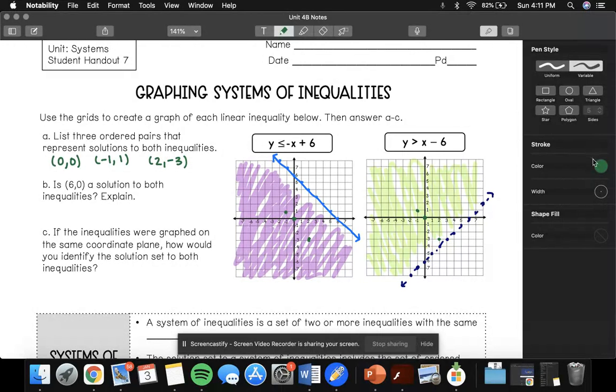Then it asks, is 6, 0 a solution to both inequalities? So 6, 0, that works for this one because it's on a solid line. But 6, 0 is on a dashed line for the other. So no, it wouldn't be because it's on a dashed line.